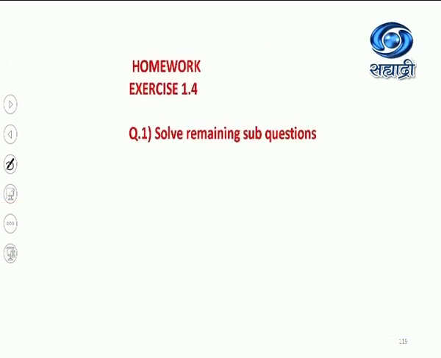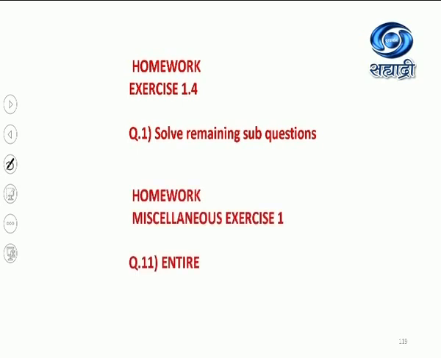Homework. Remaining sub-questions can be solved using the rules of negation from exercise 1.4 for question 1, and also miscellaneous exercise 1, question 11.